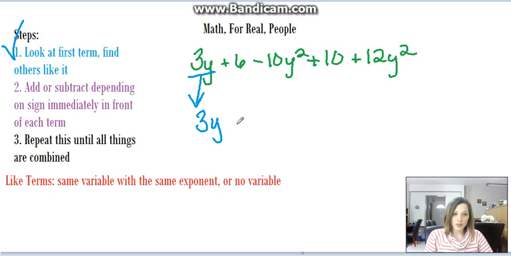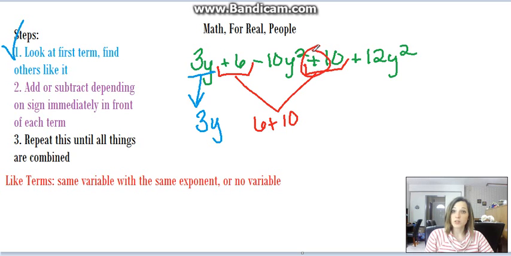We couldn't combine it with anything. So start with the next term. It's a positive 6. Well, what other whole numbers do you see here? A positive 10. If we bring these two together, we have 6 plus 10. That's how you know what operation to do. It was told to you right there. You're combining them. So that gives you 16. So far we have 3y plus 16. And we cross out everything that we have done. And we see what's left.